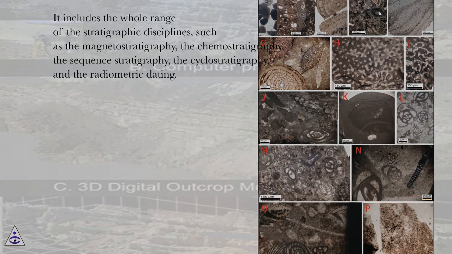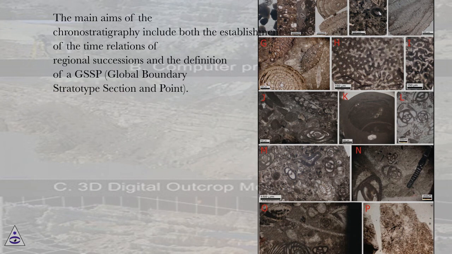It includes the whole range of the stratigraphic disciplines, such as the magnetostratigraphy, the chemostratigraphy, the sequence stratigraphy, the cyclostratigraphy, and the radiometric dating. The main aims of the chronostratigraphy include both the establishment of the time relations of regional successions and the definition of a GSSP, global boundary stratotype section and point.